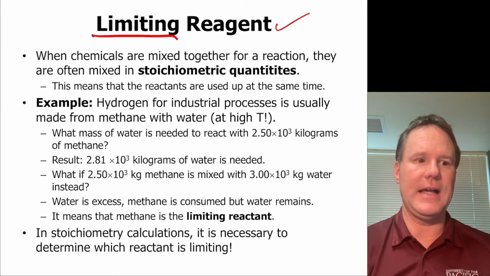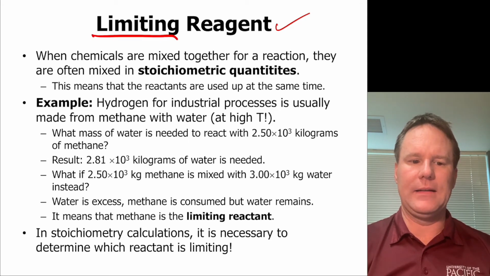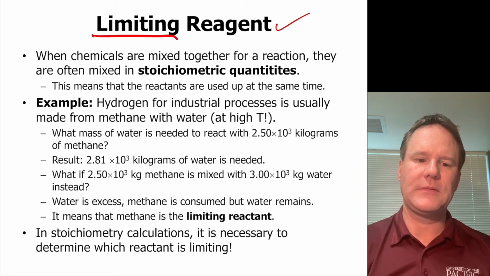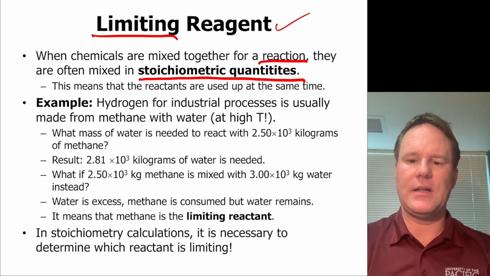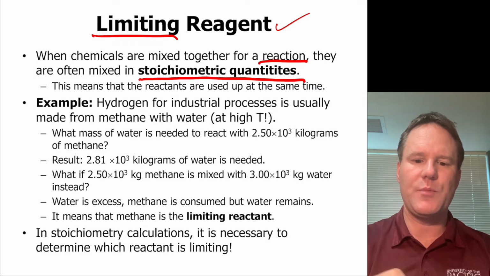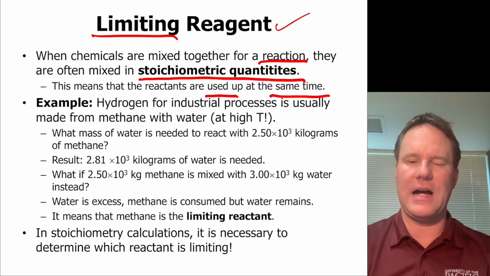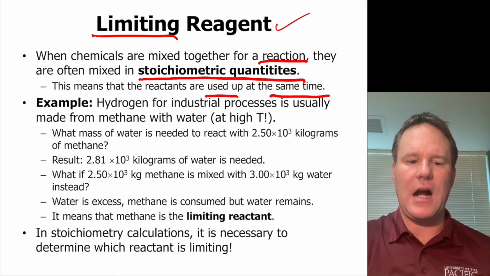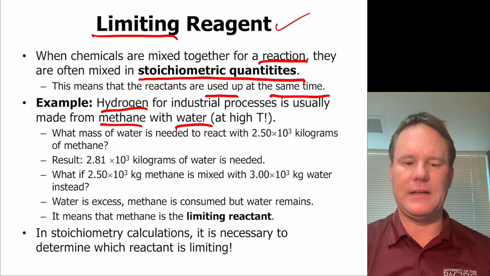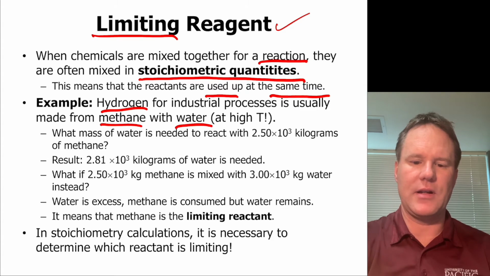And for that, when you take chemicals and mix them together for a reaction, if you mix them in stoichiometric quantities, that is, the right number of moles for the reactants to react with each other, which means that they will be used up all at the same time. Now, what if, for example, you're making hydrogen from methane and water at high temperatures? What's the reaction? Let's try to come up with it.